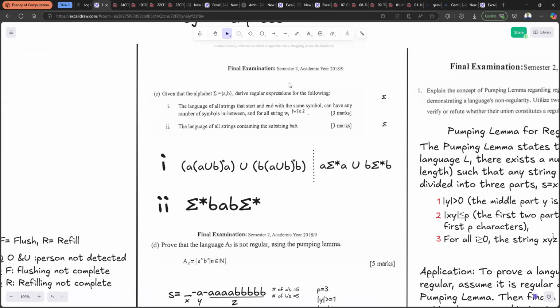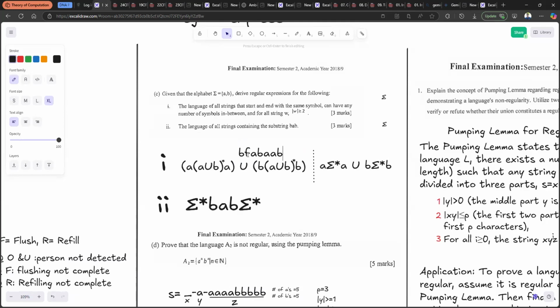For all strings W of length greater than 2, of course. So what that means is it starts and ends with the same symbol. Either I start with A, have anything in between, and end back with A. Obviously, this would be B. Understood? Or it starts and ends with B.